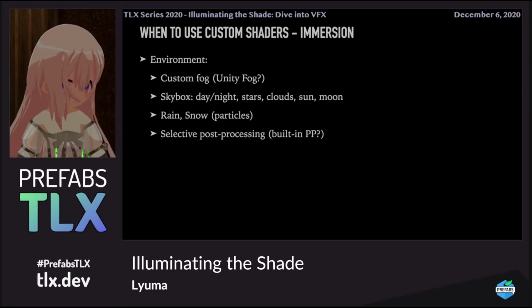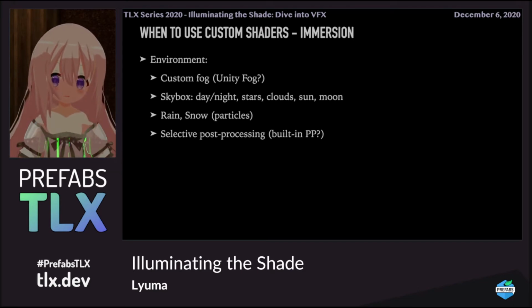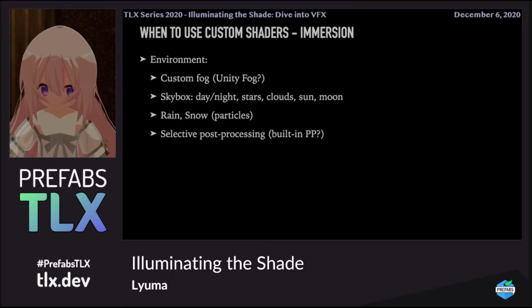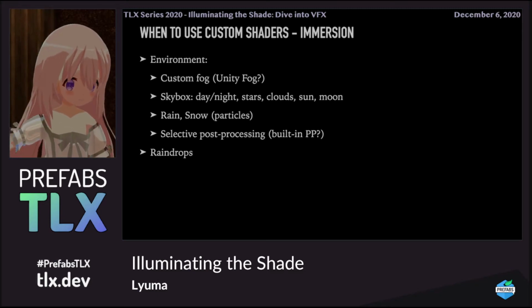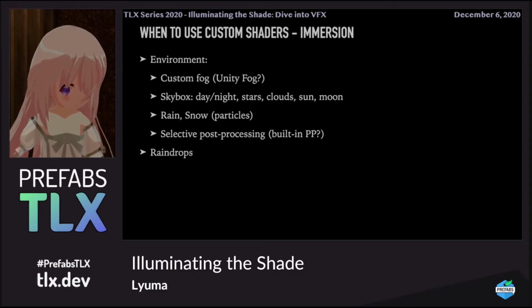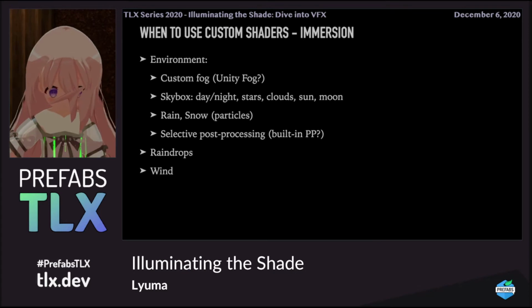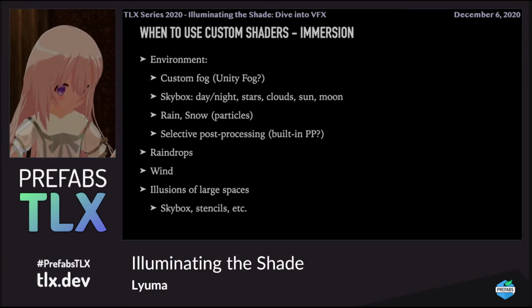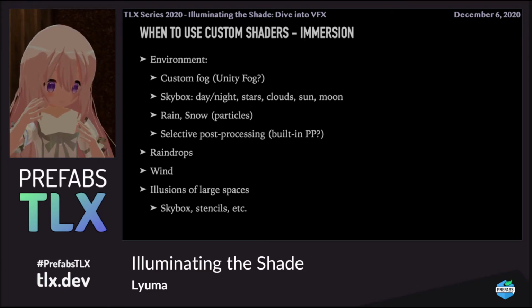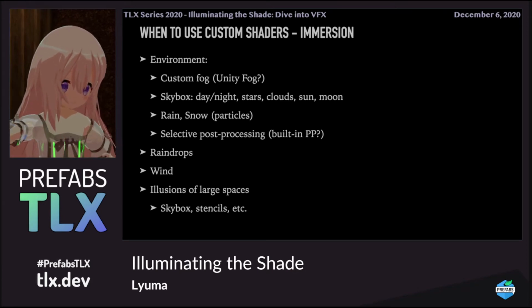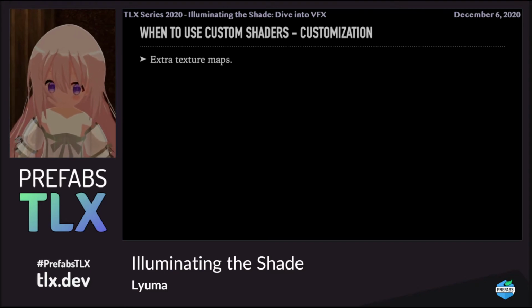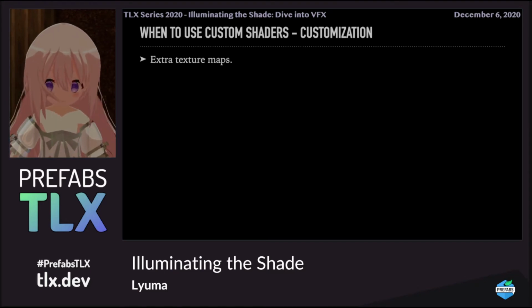So what are the other things? Immersion. We talked about custom fog effects, skybox, rain, snow, post-processing, that raindrop shader everyone likes. Those can add immersion, wind too. Stencils are kind of a cool thing that can add immersion sometimes. You can make an outdoor scene, or all sorts of immersive possibilities. Customization, I'll kind of go through this.